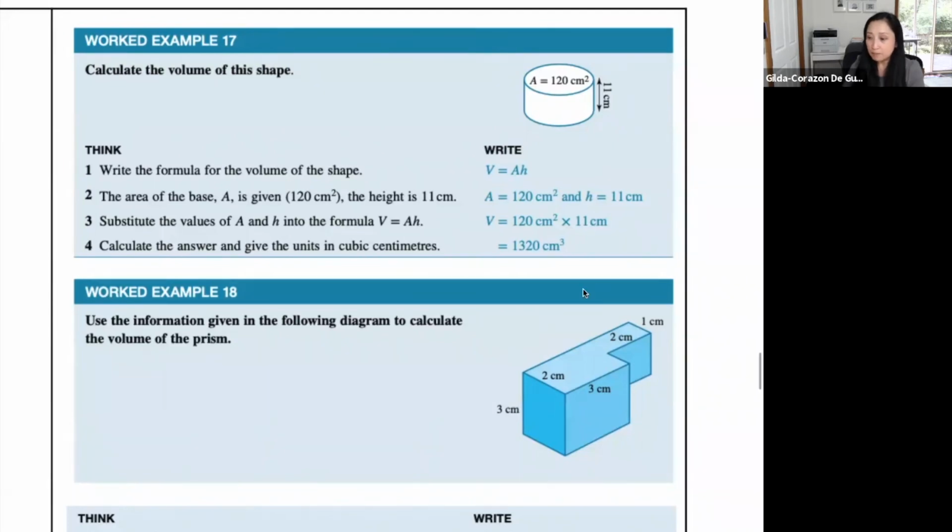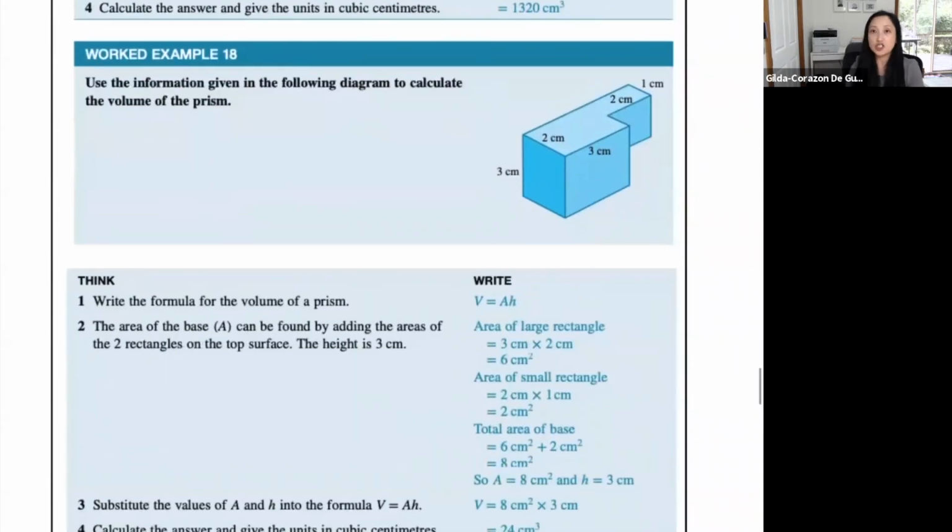Okay, so the same thing with example 18. This time your cross section would be a composite shape, and therefore you'd probably need to do a bit of problem solving here, a bit of strategy. You might want to cut that over here and say that there are 2 rectangles there for you to figure out the area of the cross section, okay?